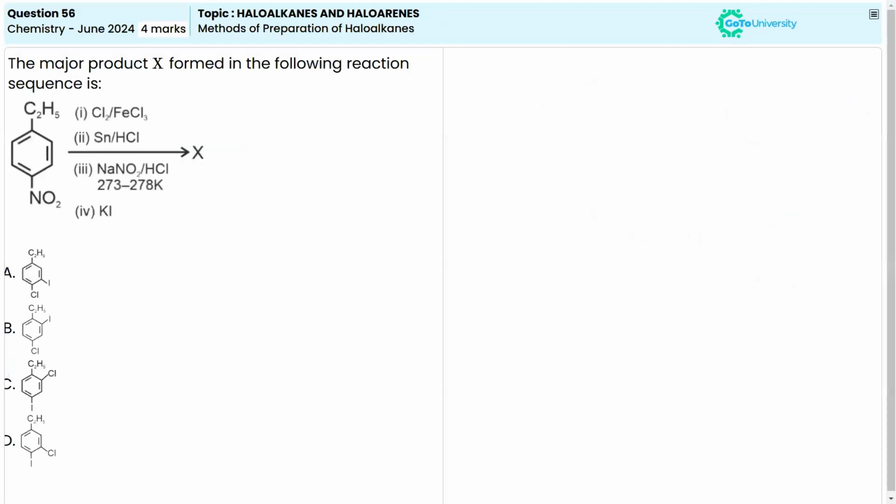Now the second question. Here also we have a series of reactions. We have to find out the final product X in the reaction. But here we have a series of reagents, right? So we have to use the reagents properly to find the product X. So we can start from the reactant first. The reactant is an aromatic compound, right?